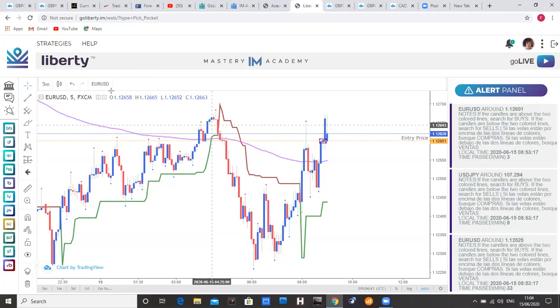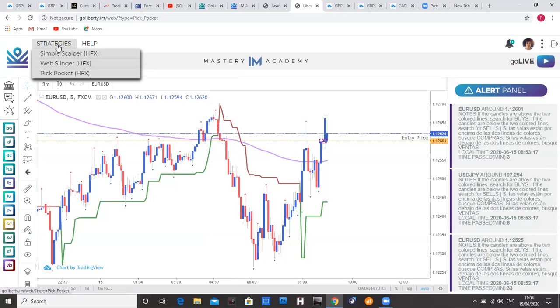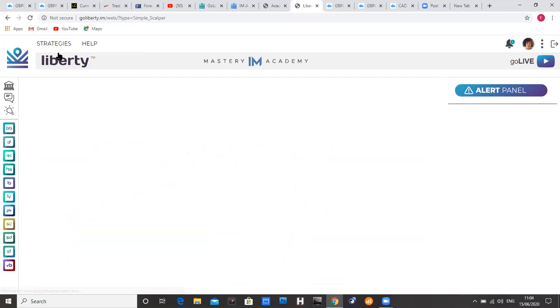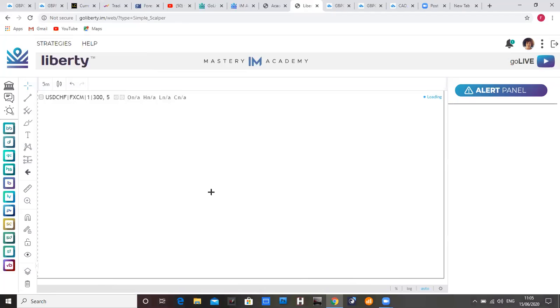It is an IML tool. It has different applications under it. You have the simple scalper, you have the web slinger, you have the pickpocket. I'm just going to be teaching you how the simple scalper works because it's one of the easiest strategies and is the one we use the most. So I'm going to be showing you how the simple scalper strategy works.